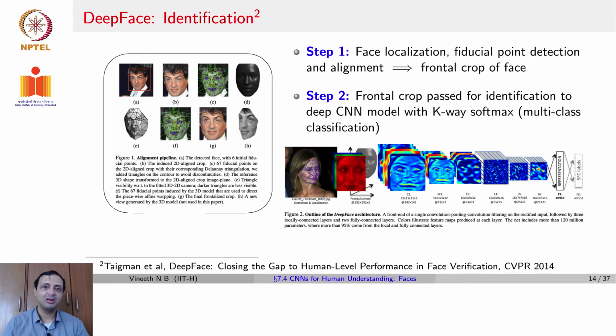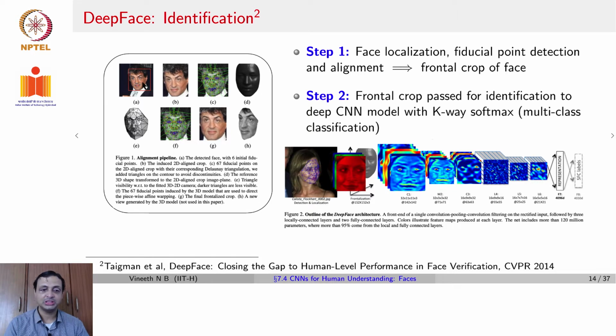Now we'll move on to some of the recent efforts that have used CNNs to perform face identification and verification. One of the first efforts in recent years since the success of AlexNet was DeepFace, which was published in CVPR of 2014. It first performed a pre-processing step which included face localization, fiducial point detection and alignment to get a frontal crop of the face.